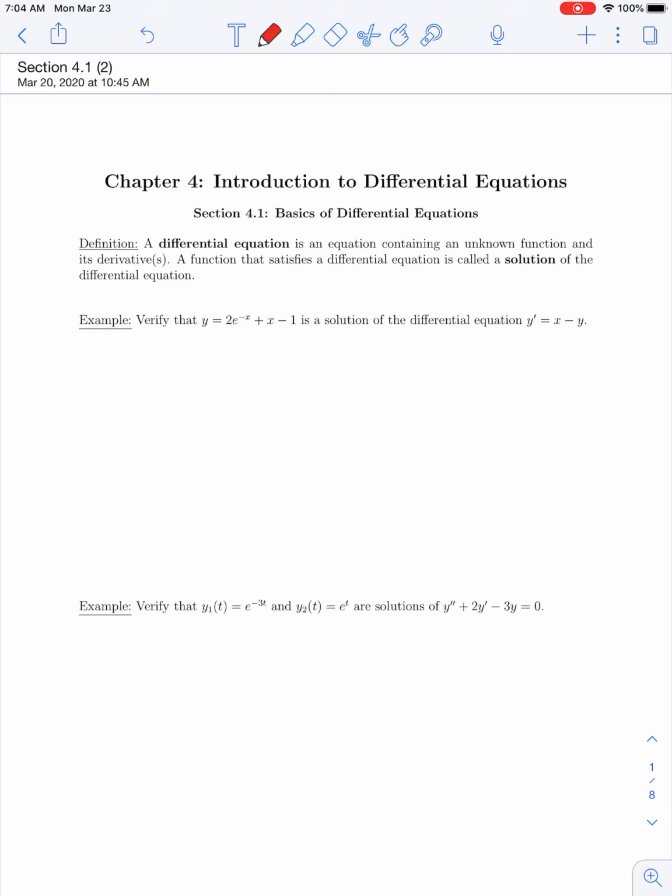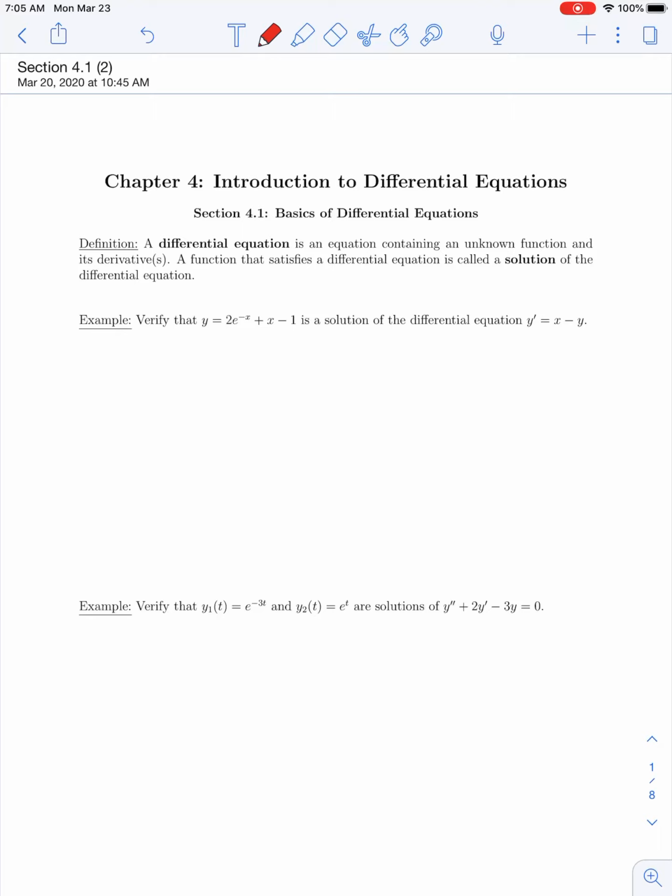Okay, in today's lecture, we're going to review the section 4.1 material on basics of differential equations. Now, we had started this material briefly before our spring break, but since it's been a couple of weeks since we've looked at this material, I thought it would be best to start over from the beginning to review some of the early stuff. So as a review, recall that we were working in Chapter 4 with an introduction to differential equations. And in this first section, 4.1, we're just going to discuss some of the basics.